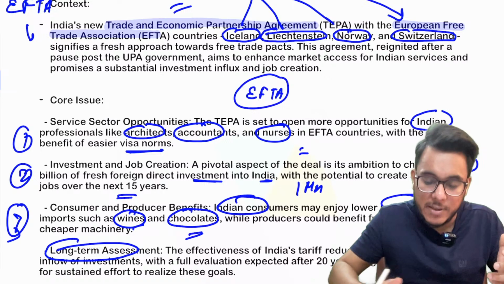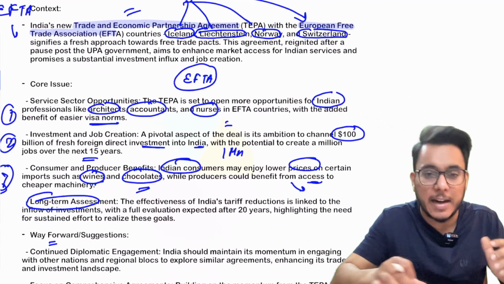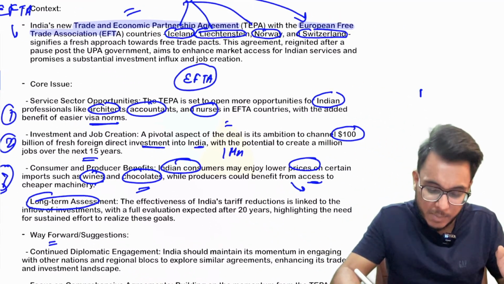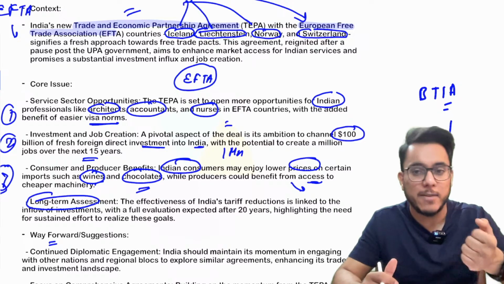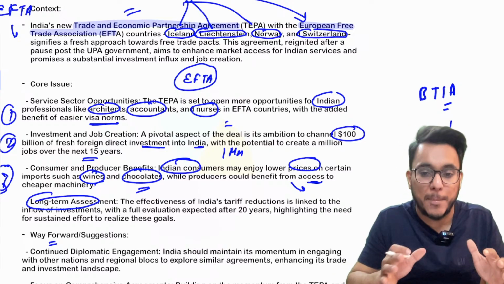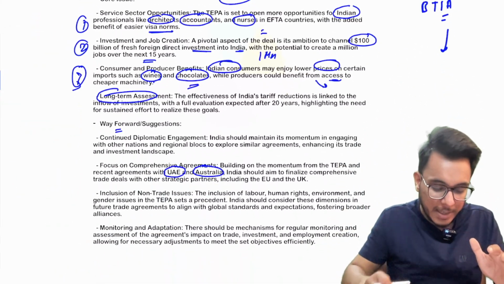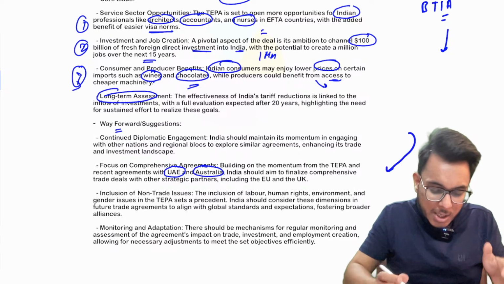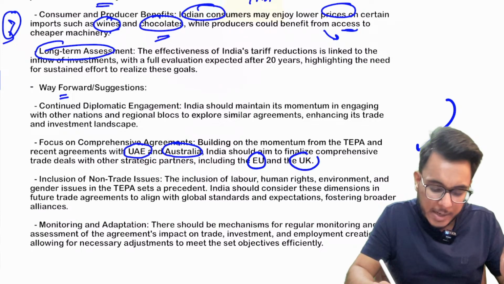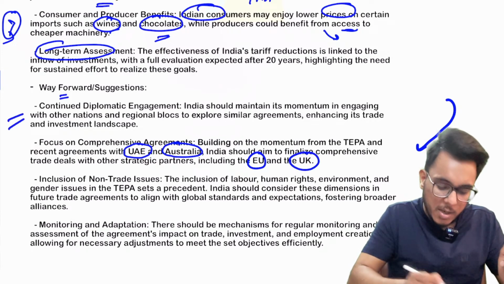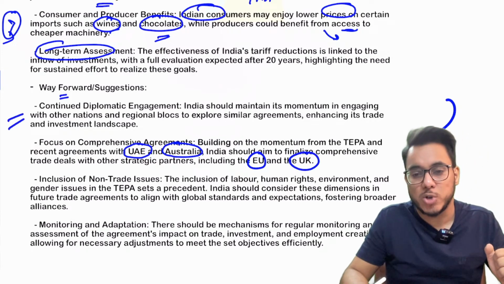For example, with the UK, we have been negotiating the free trade agreement for a very long period of time. That is the BTA, Bilateral Trade and Investment Agreement. Even in today's newspaper, I have shown you, progress has not happened. So, riding on the momentum, India should immediately finalize the free trade agreements with the European Union and the UK. Continuous momentum should be maintained.